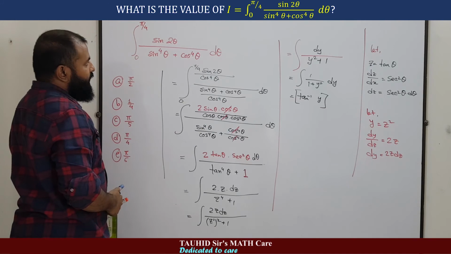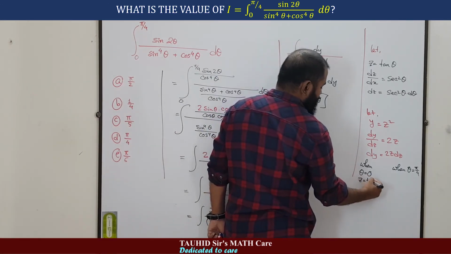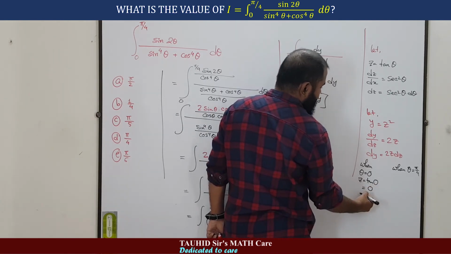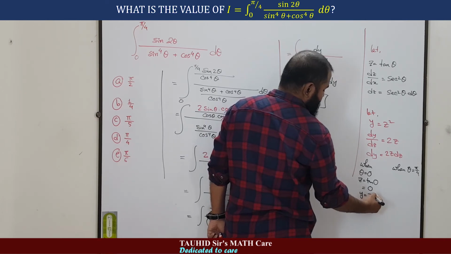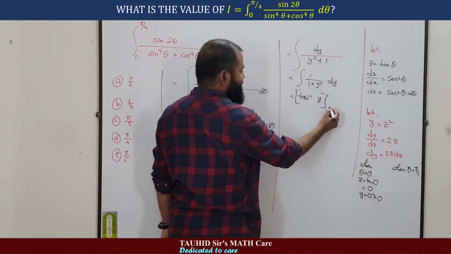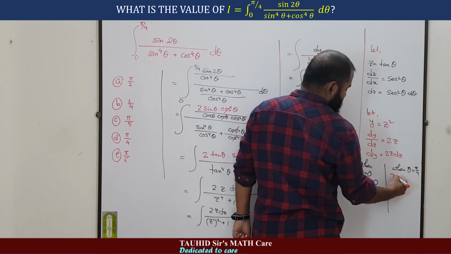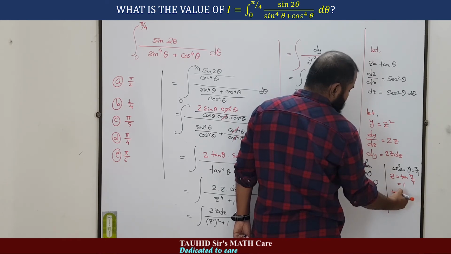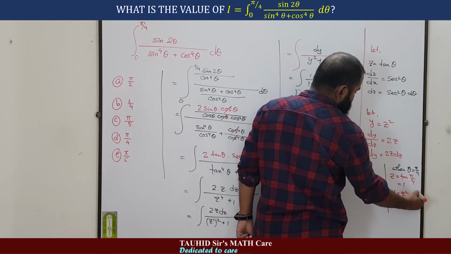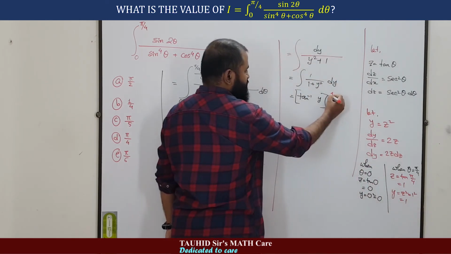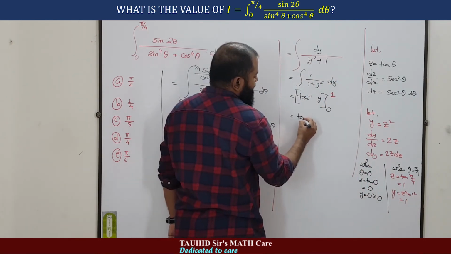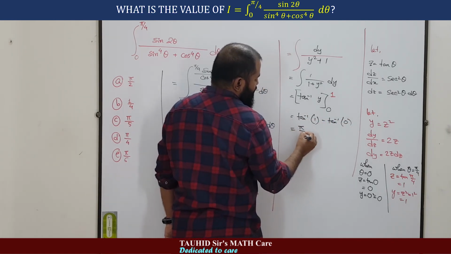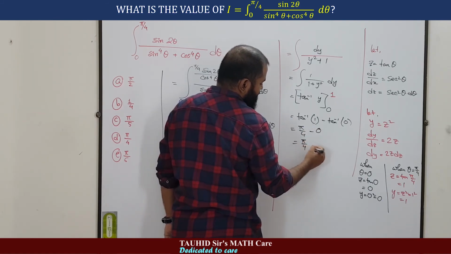The limits will change twice. When theta equal to 0, z equal to tan theta, that means tan 0, that means 0. And y equal to z square, that means 0 square equal to 0. So lower limit is 0. When theta equal to pi by 4, z equal to tan pi by 4, that means tan 45 degree, that means 1, and y equal to z square, that means 1 square equal to 1. So upper limit is 1, equal to tan inverse 1 minus tan inverse 0, pi by 4 minus 0, that means the answer is pi by 4.